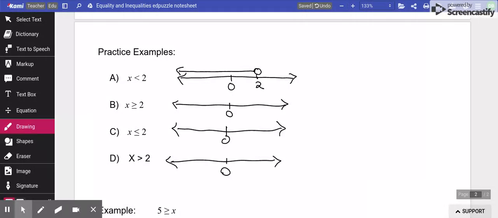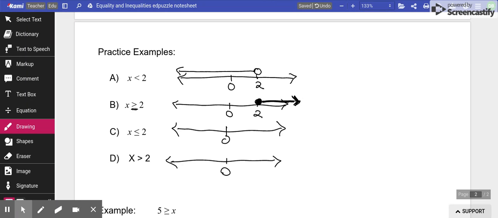B, x is greater than or equal to 2. So come over here to 2. Because I have equal to, I'm going to have a closed circle. And I want all the x values greater than 2. I know that 0 is not greater than 2, so I'm going to shade in the opposite direction of 0. Put an arrow.